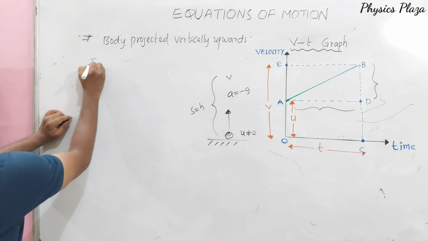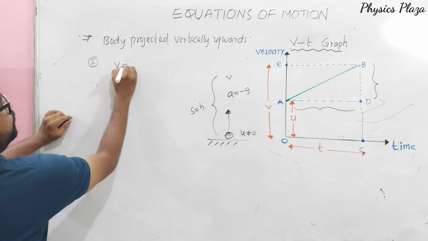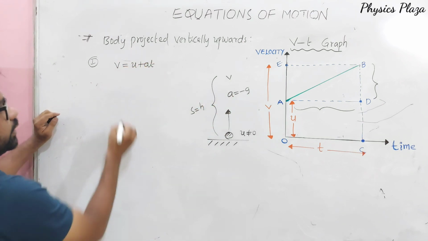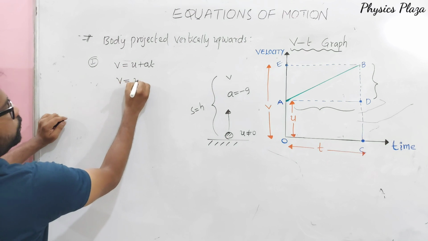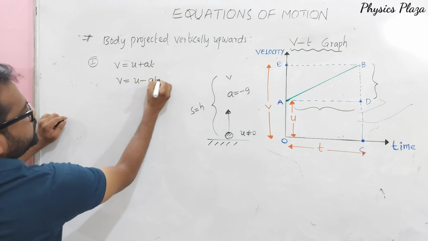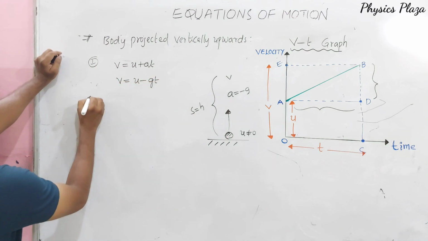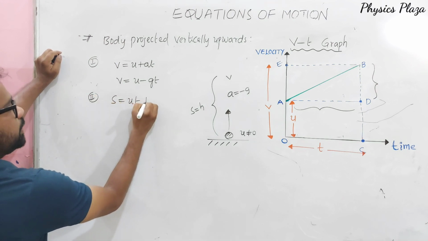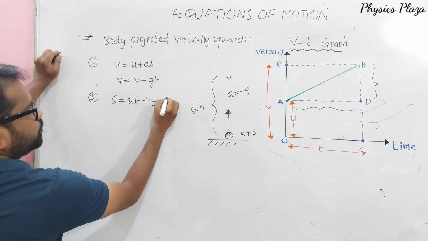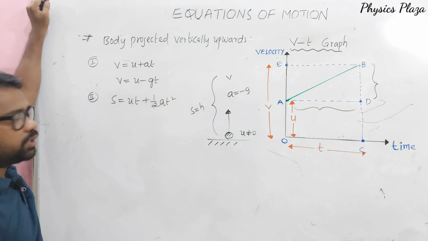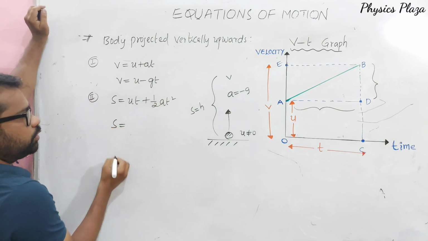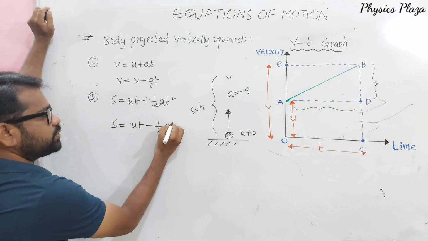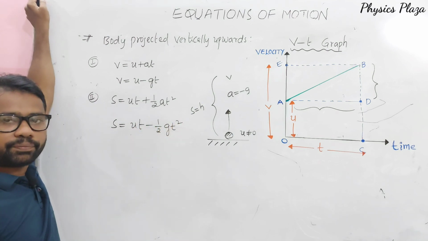Children, the first equation of motion is v is equal to u plus at. Now you substitute these things, it is going to be v is equal to u minus gt. That's it, first equation of motion. And the second one is s is equal to ut plus half at square. So this is s is equal to ut minus half gt square.